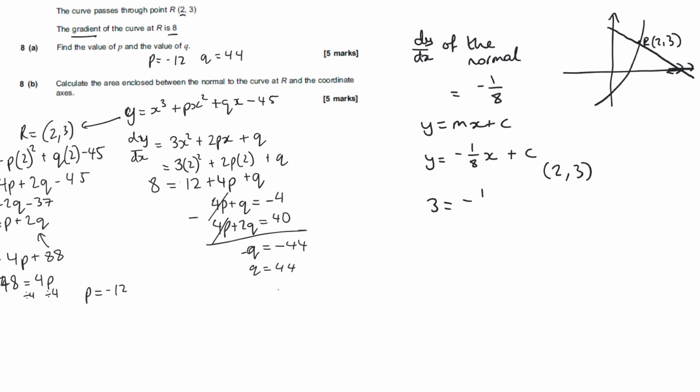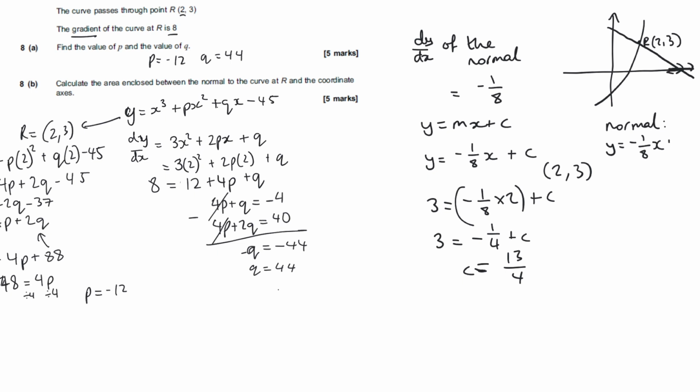So then that would be 3 is equal to minus 1 over 8 times 2 plus c. And then that would be 3 is equal to negative a quarter plus c. So c would be equal to 13 over 4, because we added a quarter to both sides. So now that we have that, we can happily say that our equation of our normal is y is equal to negative 1 over 8x plus 13 over 4. So now we've worked out the equation of the normal.